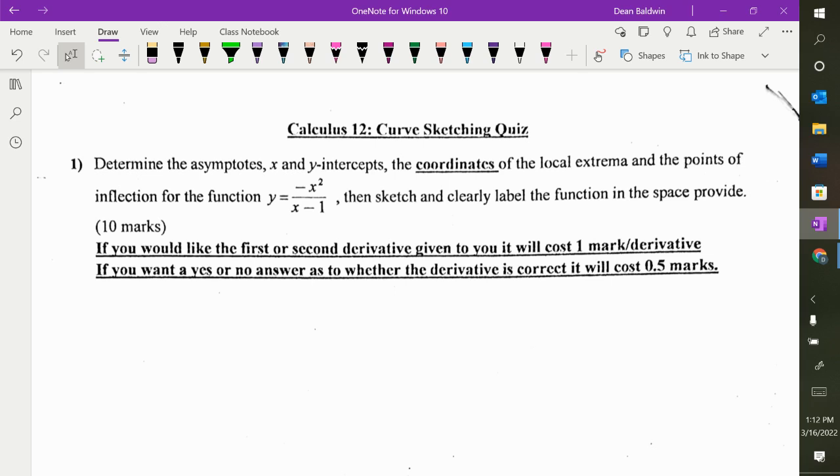Okay? But what I used to do is I gave you the choice. You could do it yourself. If you thought you were good enough, go for it. If you didn't have confidence, I let you buy the first or second derivative for 1 point. So if this question's out of 10 marks and you bought the first and the second, the max you could get is 8. But then why would you just buy the second and then work backwards from there? You could do that. Or you could buy the first and then derive the second.